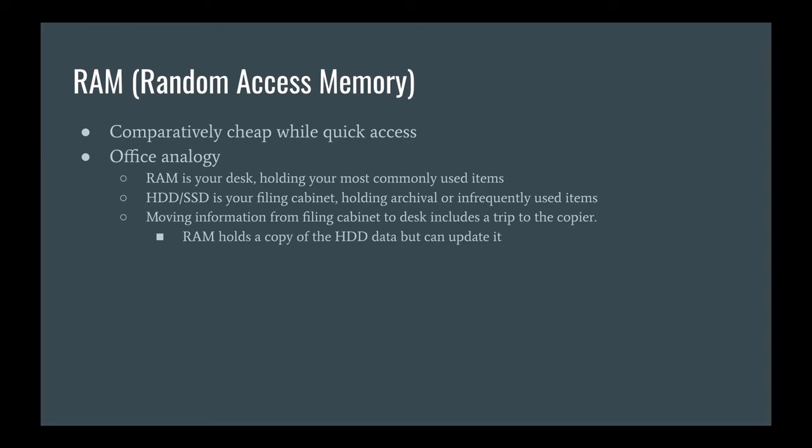And then moving information between the filing cabinet and the desk includes a trip to the photocopier. So the data that's in memory is a copy of what's on your hard drive. If you copy data from your hard drive into memory, it's a copy of it. It's not the actual data, and it's not until you save it back to the hard drive that you have replaced that data. So if your RAM loses power, it's lost all of the data that you've changed in there, and you never saved it to your hard drive.